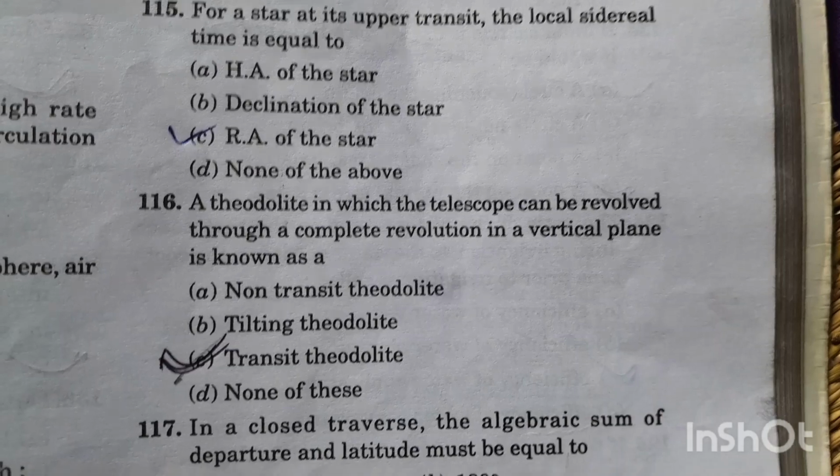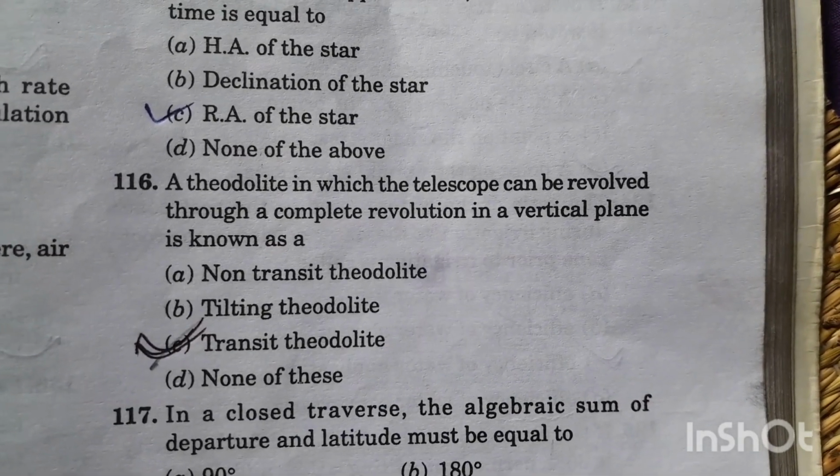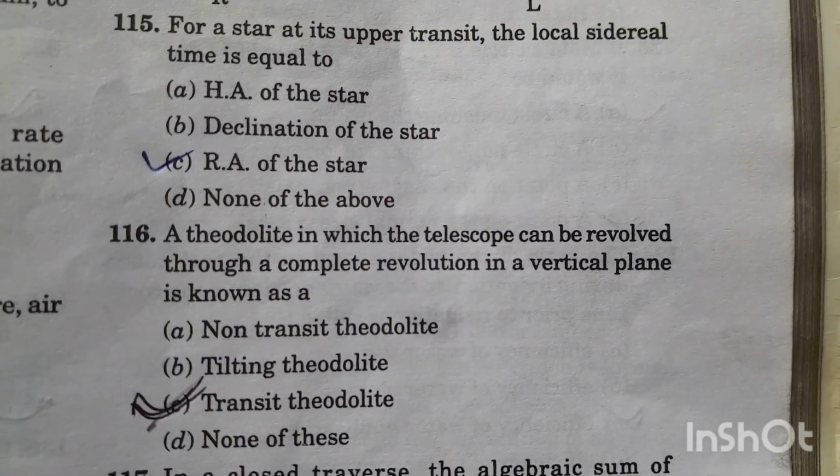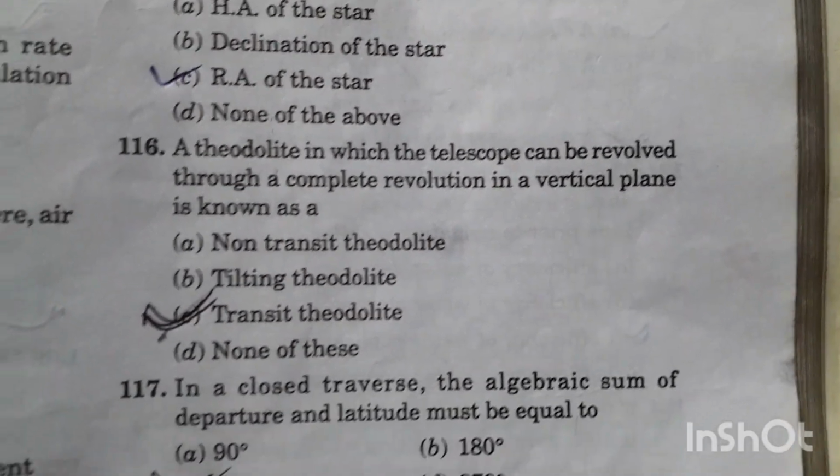Question number 116. A theodolite in which the telescope can be revolved through a complete revolution in a vertical plane is known as transit theodolite. Option C is the right answer. Question number 117.